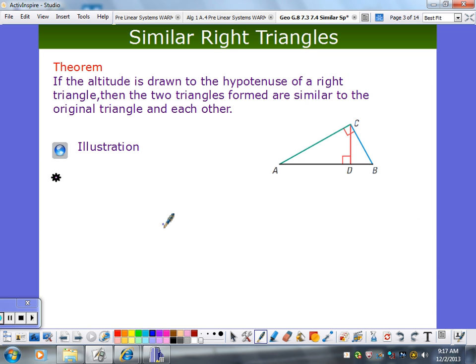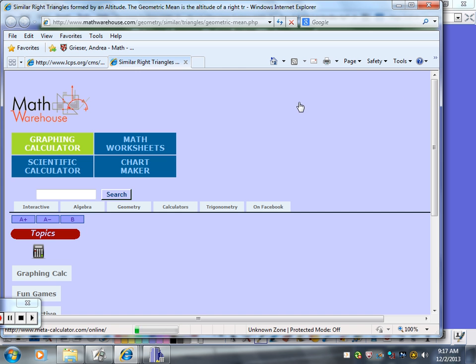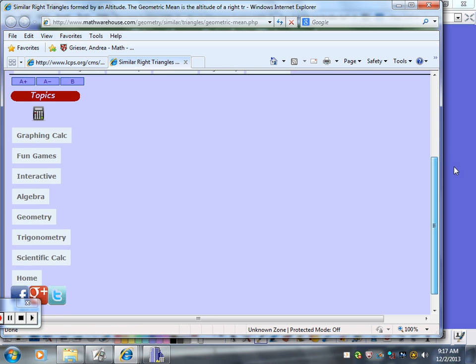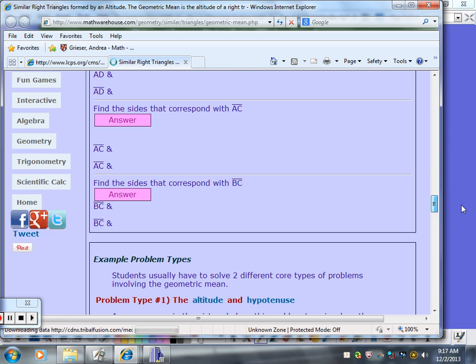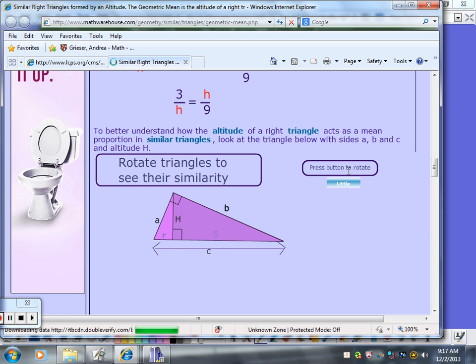Similar right triangles. If the altitude is drawn to the hypotenuse of a right triangle, two triangles are formed. So I've got this triangle, and I've got this triangle. They're similar to the original triangle, and I hope this works. Let me check this out a bit. It kind of shows the different triangles that are formed.